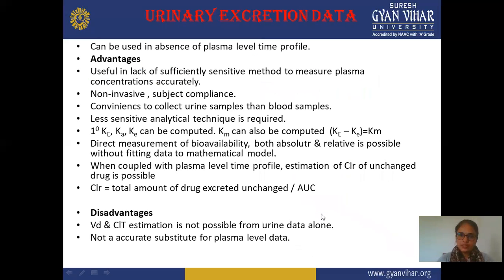Next is urinary excretion data. So this is all about the Wagner-Nelson method. Now we calculate the urinary excretion data, that is, how much drug is excreted out of your body with the help of urine. In this we need to check how much drug is excreted through urinary excretion, and with the help of this data we can easily calculate this value. This can be used in the absence of a plasma level time profile.